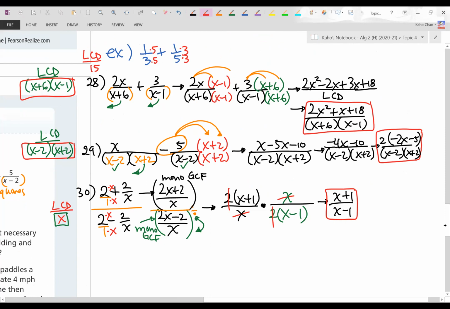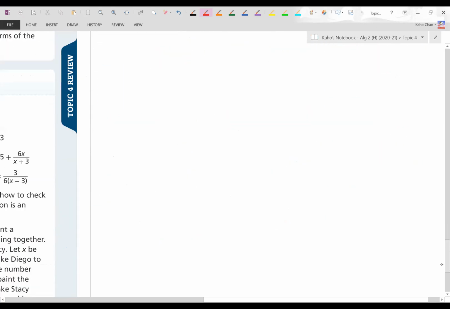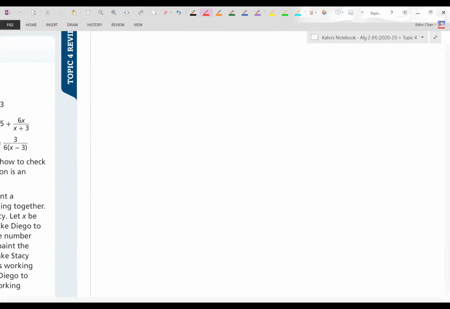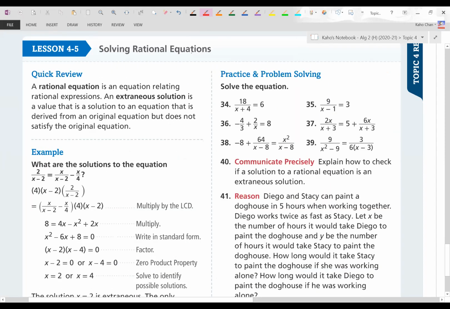Let's jump to 4-5. The nice thing about 4-5 is we need to get rid of fractions. To do that, we need to multiply by the LCD. Very different from 4-4. Please be careful. These are different things now. We're now dealing with equations, not expressions. With equations, you want to get rid of the denominator by multiplying by the LCD.